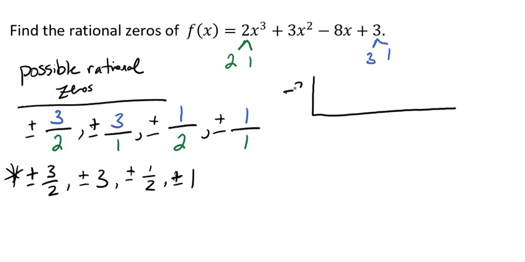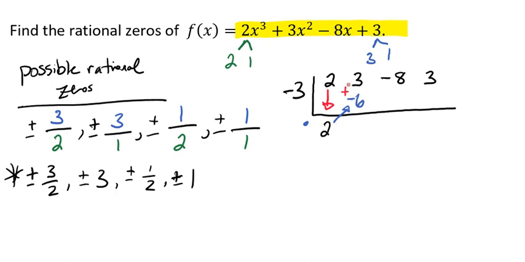And let's go ahead and do that -3 first, since it was the first one we saw. And we're going to put in our leading coefficients of 2, 3, -8, and 3. Remember, I'm getting those from right here. And because every degree is taken care of, we don't need to have a 0 placeholder. All right, so let's do this. We're going to bring down our 2, and then we're going to multiply. So 2 times -3 is going to be -6. And then we'll add those and get a -3.